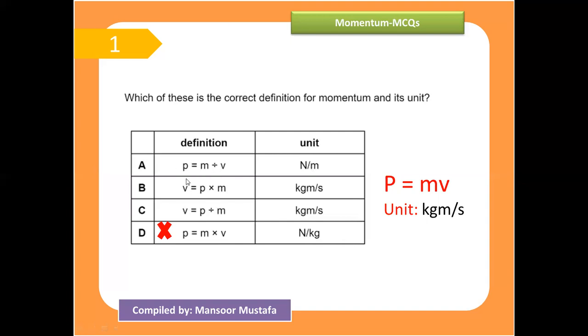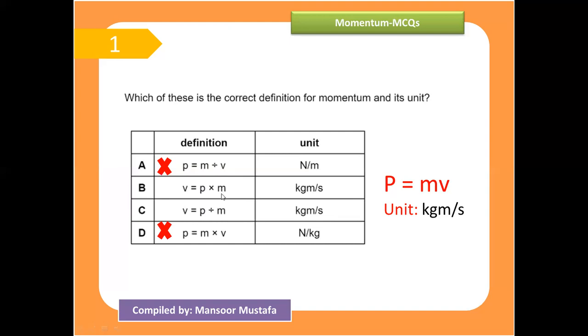In option A, it's mentioned that momentum is the mass divided by velocity. That is not the correct definition. So option A is also not correct. Now if we look at options B and C, you can see the units in them are the correct units of momentum. So the correct option will be one of these two.